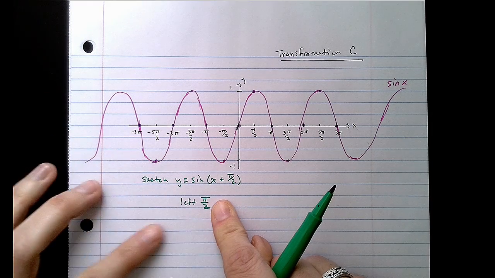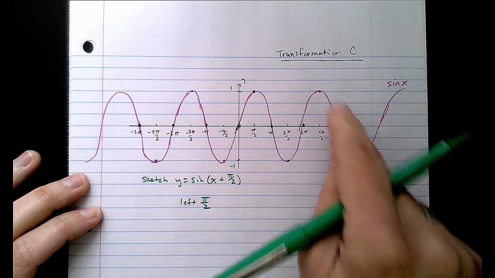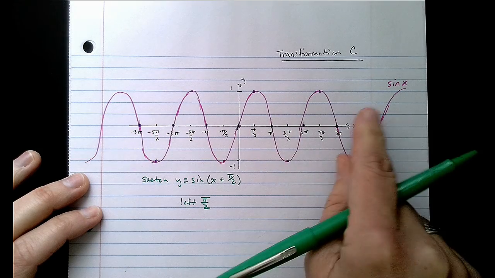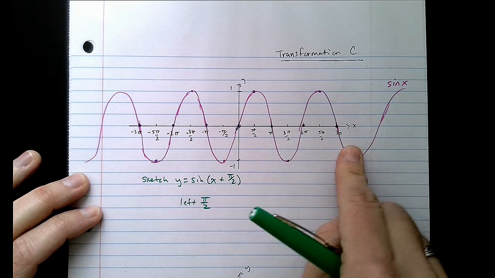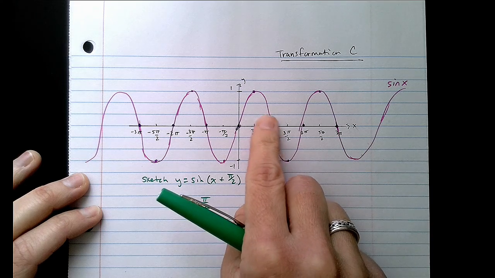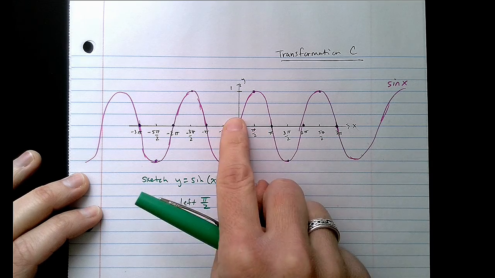Now, left pi over 2 literally means take every single one of the points on the sine function and just move it pi over 2. Based on my scale here, that means all I have to do is move it one spot to the next tick mark to its left.